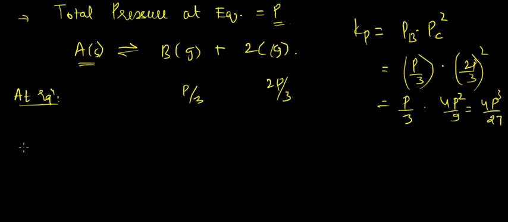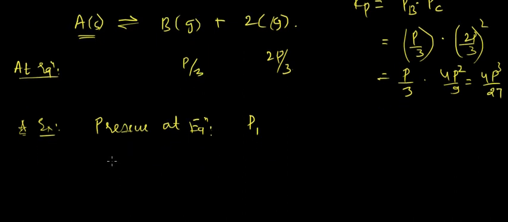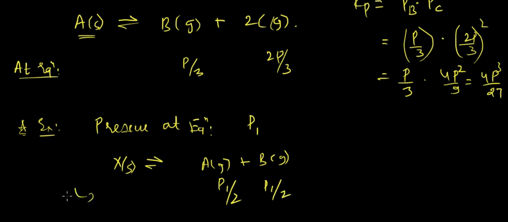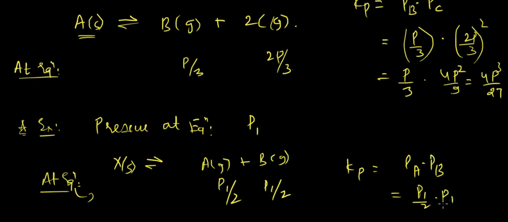Now if we say, for example, that total pressure at equilibrium is, let's say P1, and let's say a solid is getting converted into two gaseous products, let's say A and B. So now at equilibrium it would be at P1 by 2 pressure, and it would be at again P1 by 2 pressure, and Kp in this case would be again P of A into P of B, which would be nothing but P1 by 2 multiplied by P1 by 2, which is P1 square by 4.